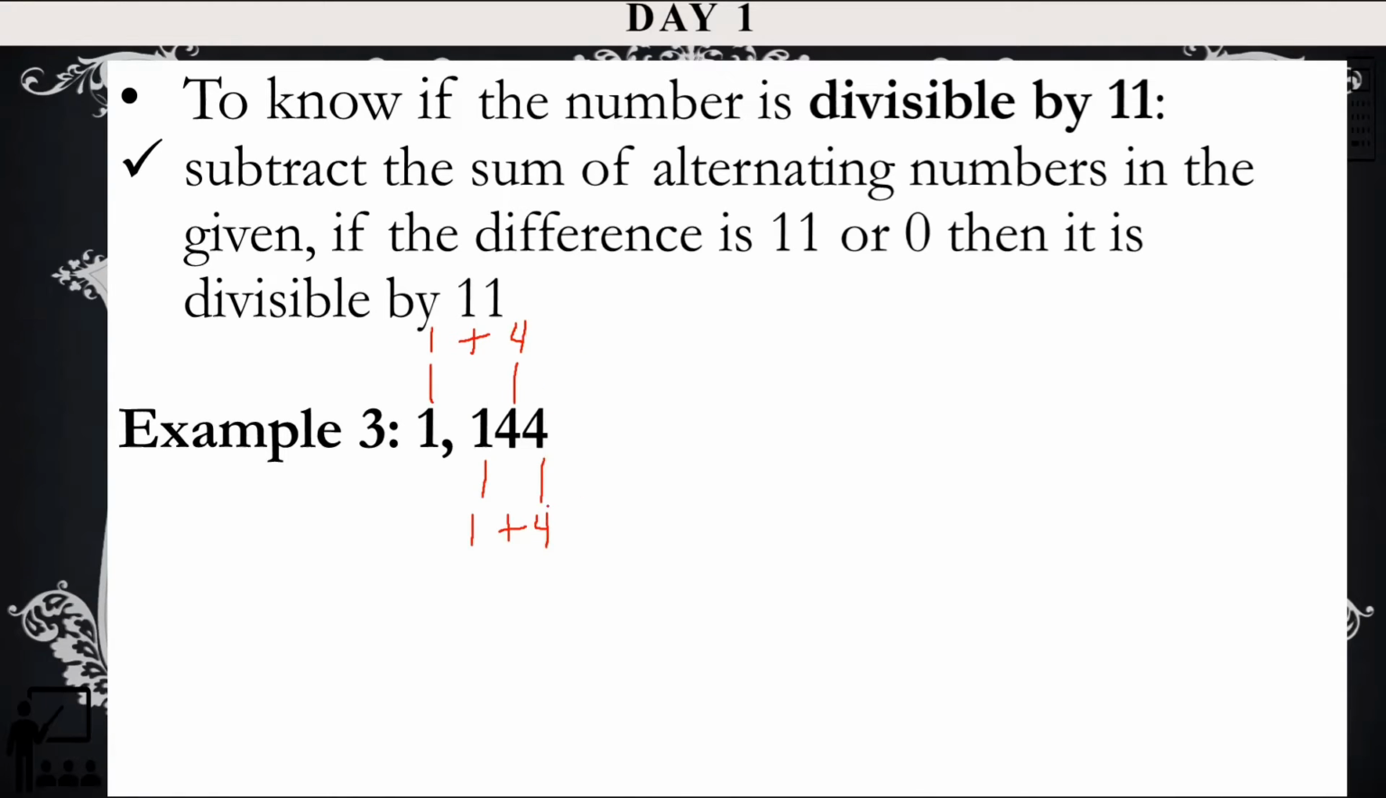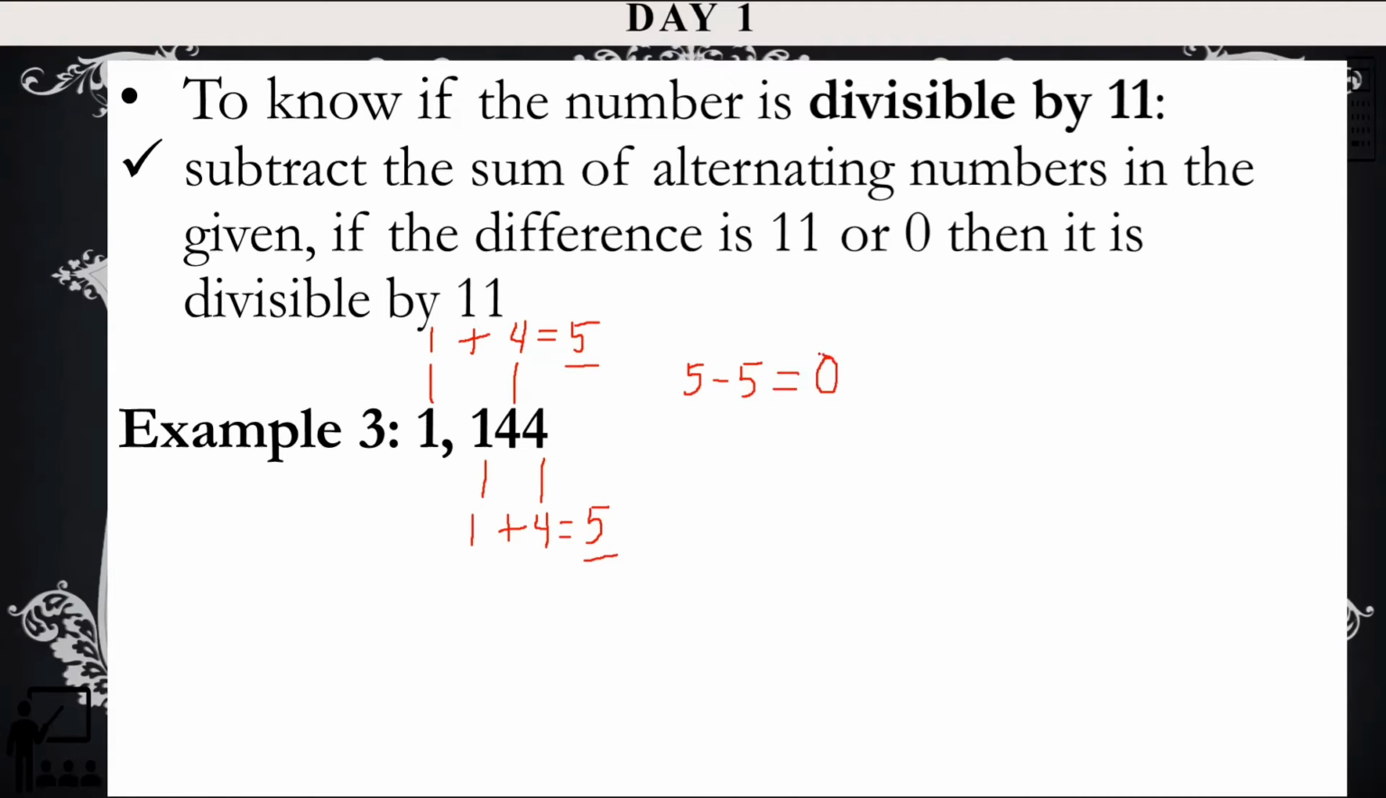So, bago tayo mag-subtract, we need to find the sum. So, 1 plus 4 is equal to 5. And then, the other one is 1 plus 4, it is equal to 5. So, now we get the sum. Now, we need to find the difference or subtract it. So, therefore, it becomes 5 minus 5. So, saan po ba nakuha yung 5? Dito po. And then, minus 5. So, it is equal to 0.